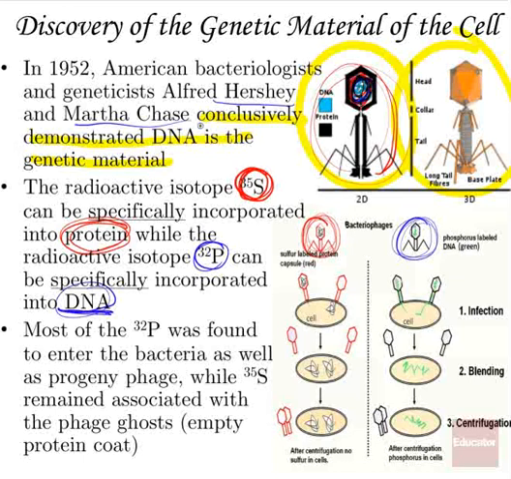And what they found is that the phosphorus, which we know is associated with DNA, was found to enter the bacteria as well as the progeny phage, but the S35, the sulfur that's in the protein coat, there was none inside the cell. It was only associated with the protein ghosts. That's what they're called, the ghosts. So it's the empty phage. So this was really great. So DNA is what's being passed on, not protein. So this is huge.